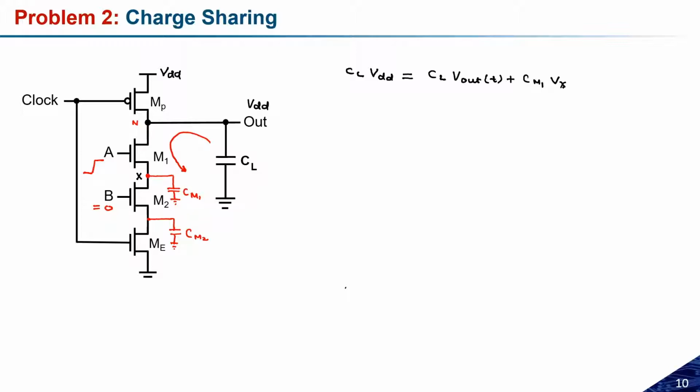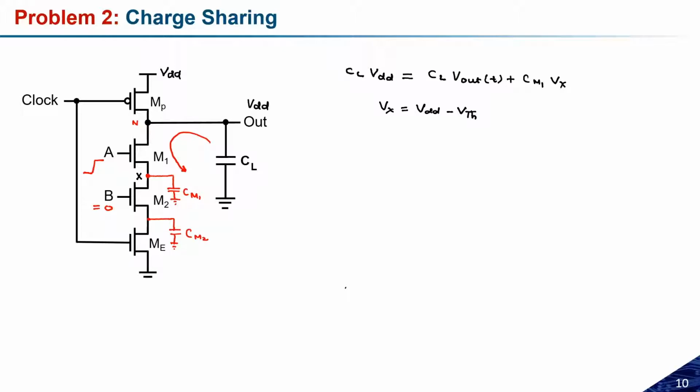Okay, so if we try to calculate, because the transistor M1 is in the on state and we have logic high here, and we know that the MOS transistor cannot pass complete high, there will be some threshold voltage drop. So this Vx can be VDD minus VTH. Okay, so Vx is equal to VDD minus VTH.